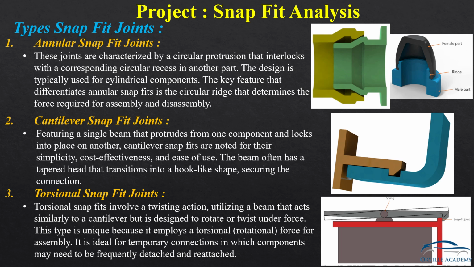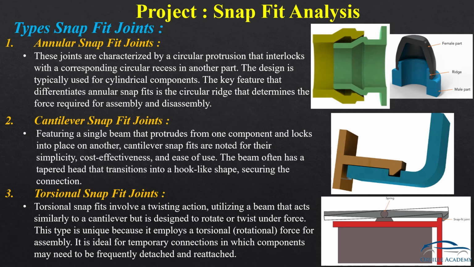Second type of snap fit we have is the cantilever snap fit. Cantilever snap fit has a single beam that protrudes from one component and locks into place on the other. Cantilever snap fits are noted for their simplicity, cost effectiveness and ease of use. In case of cantilever snap fit, the extended beam often has a tapered head that transitions into a hook-like shape, securing the connection. You will find a lot of cantilever snap fits in case of the automotive interior trim.